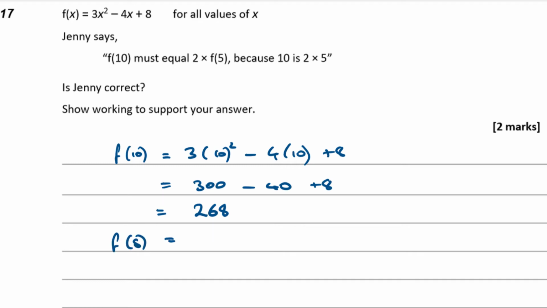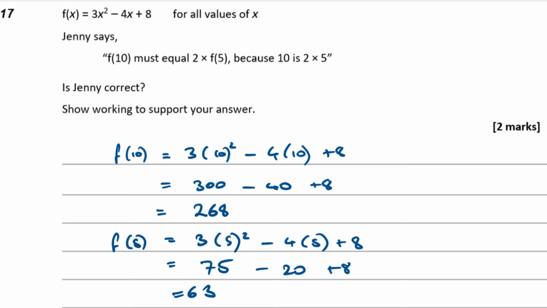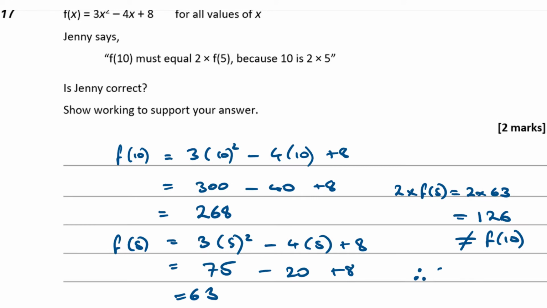F of 5 is 3 lots of 5 squared minus 4 lots of 5 plus 8. 5 squared is 25 times 3 is 75 minus 20 plus 8. 75 take away 20 is 55 plus 8 is 63. Okay, so then 2 times f of 5 is going to be 2 lots of 63, which is 126, and that is not equal to f of 10. Therefore, Jenny is not correct.